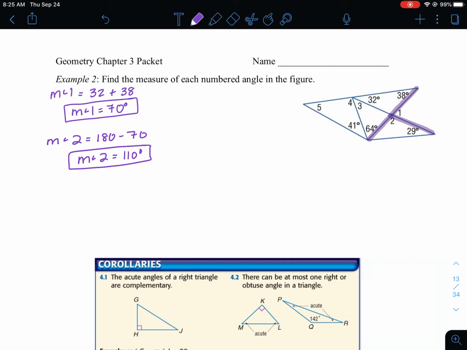Okay, the other way we could have found it is we could have found this angle here, and we would have taken 180 minus 38 minus 32, and we would have gotten 110 degrees, and that 2 and that 110 degree angle, they are vertical angles. So sometimes you might have to find an angle that's not numbered to help you find the one that you do need to know.